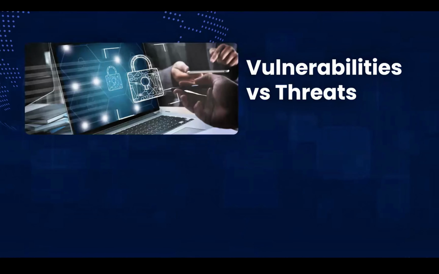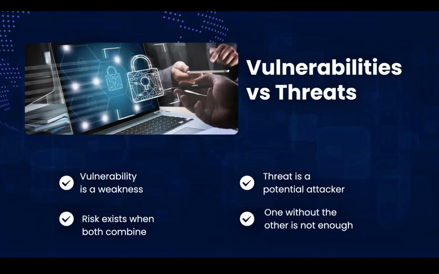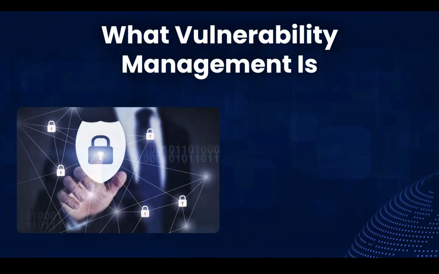Vulnerabilities versus threats. Understanding the difference between vulnerabilities and threats clarifies risk. A vulnerability is a weakness, while a threat is a potential attacker or harmful event. Risk appears when both exist together, and one without the other does not create immediate harm.